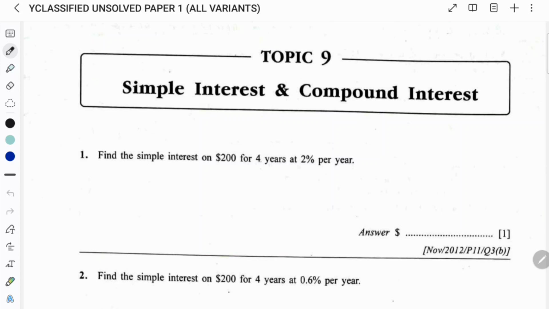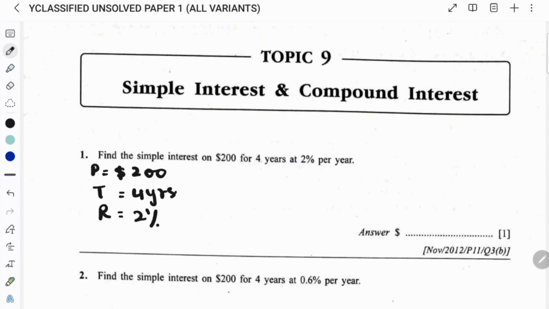Alright, so question number 1: find the simple interest on $200 for 4 years at 2% per year. We can see in this question that the simple interest is on 200, which means your principal is $200, the time is given as 4 years, and the rate is 2%. Time is in years and the rate is also per year.